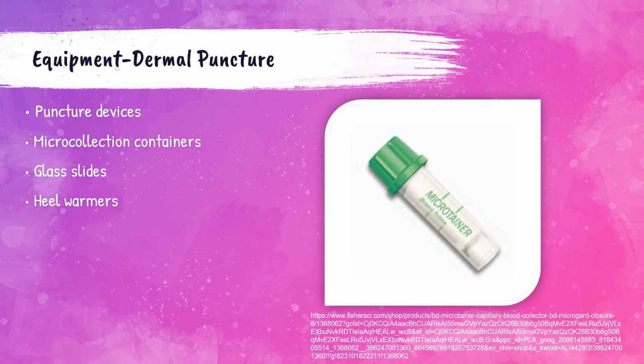There are many types of dermal puncture devices. Most of these are automated so that the depth and width of the puncture is standardized and controlled. There are also many types of micro collection containers. The collection containers are also color-coded like those vacuum tubes are. So as you can see on the photo on the right-hand side of the slide, this one is green, so it contains heparin. A glass slide is used to make a blood film for viewing under the microscope, but these are usually made by laboratory personnel from a purple tube.